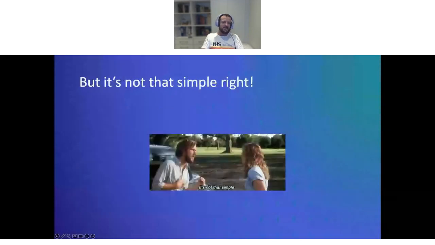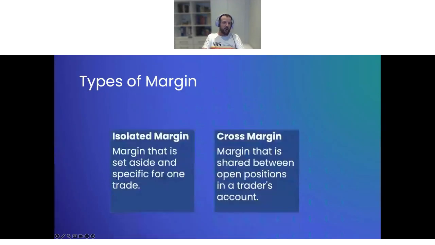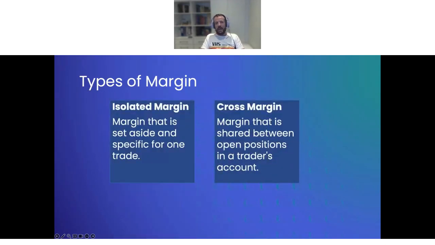But as we know, it's not that simple. There's obviously a lot more to it. First of all, when looking at margin, we need to understand the different types of margin. Typically on exchanges, we look at two types: isolated margin and cross margin. Isolated margin is margin that is set aside and used for one specific trade or one specific use case, whereas cross margin is margin that is shared between open positions on your account.